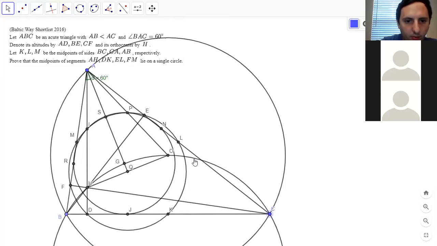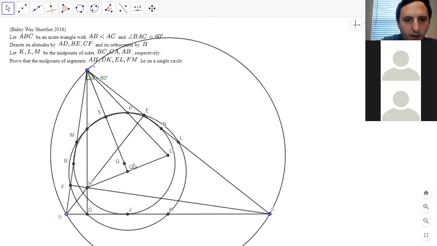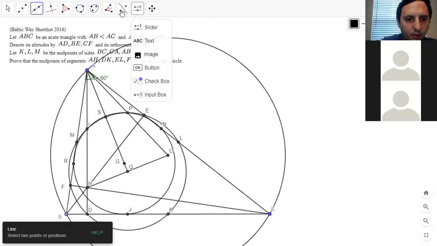So yeah, this circle we have to remove. So BHOC is cyclic, but BHGC isn't necessarily cyclic.